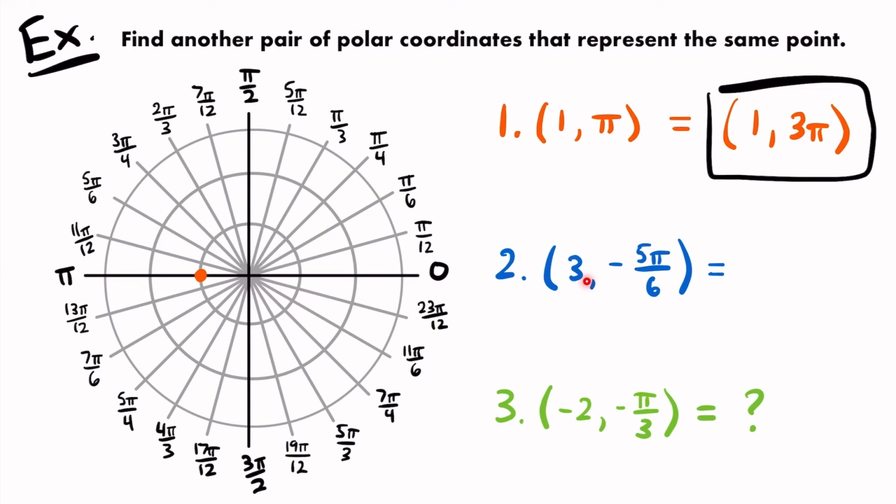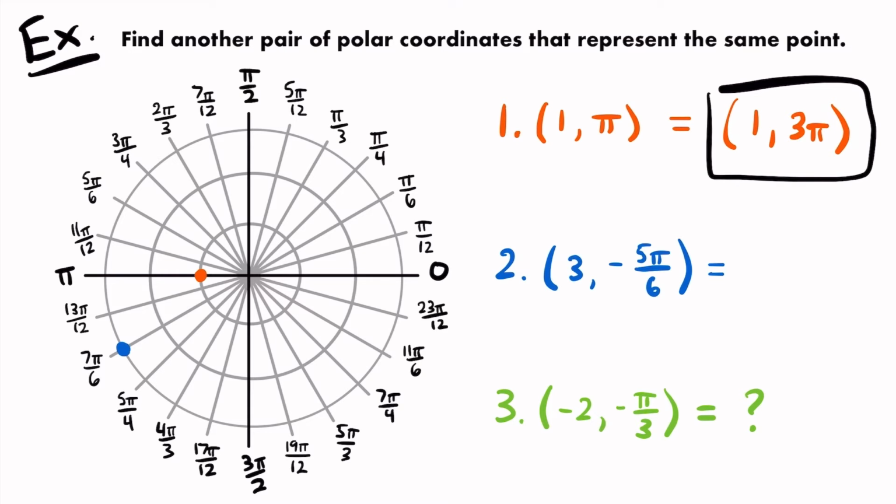And then our radius is 3, so our point will be right here in that system. So I'll plot that point right there. Okay, so that's the point that we're trying to represent with another pair of polar coordinates. In this case, we can do the exact same thing that we did with our previous point. We can just add 2 pi to our angle, and we will represent the exact same point.